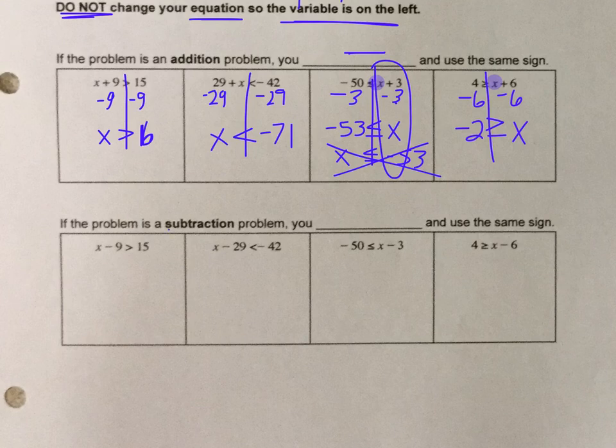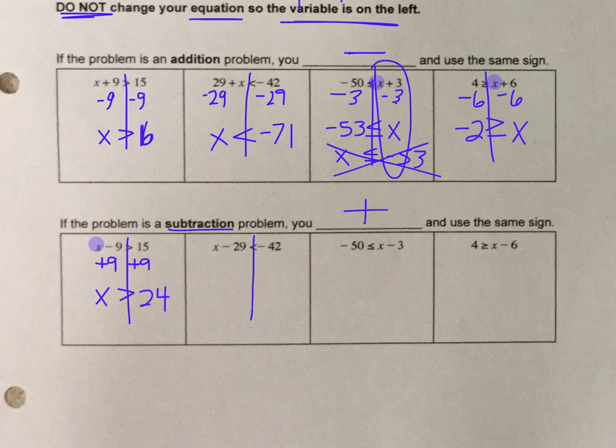So if a problem has subtraction in it, you add. So I need to get the x by himself. So I'm going to add 9. I'm left with x is greater than 24. 15 plus 9.